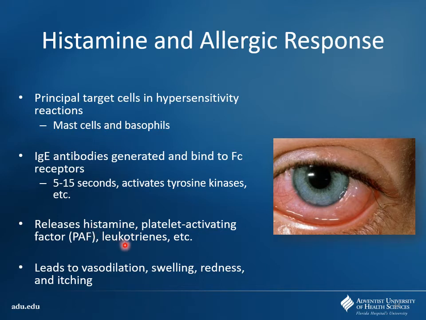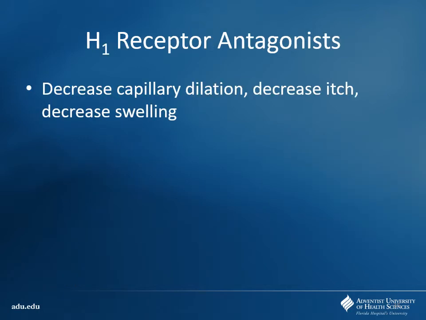Now, when you see this reaction occurring, you're going to see a lot of vasodilation. That's where the eyes get very injected. You're going to see a lot of swelling due to increased gap junctions in the vascular endothelium, so you have fluid leaking out. The itching is going to occur there due to the histamine. Most of the drugs we're focusing on are going to try to resolve these issues. As I mentioned, H1 receptor antagonists, or H1 antagonists, we use to decrease that capillary dilation. That will decrease the itch and then decrease the swelling you're going to see there.